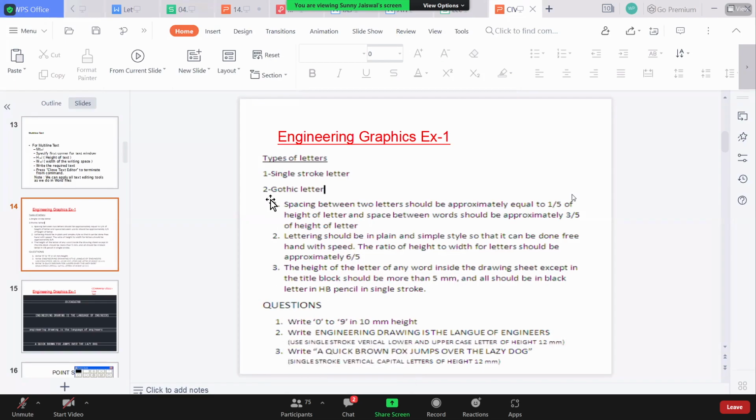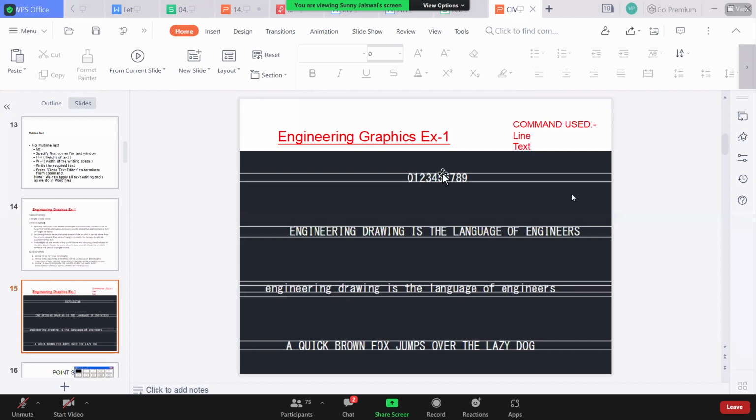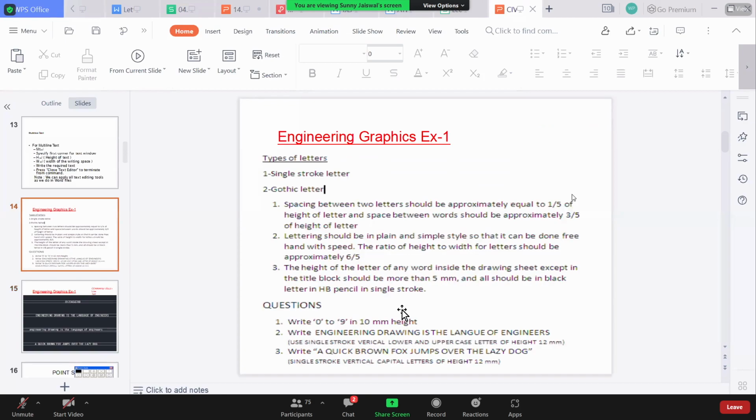So you can see this is today's exercise, lettering. There are a total of three questions. Write 0 to 9 in 10 height. Then write "engineering drawing is the language of engineers" in 12 height. Then write "a quick brown fox jumps over the lazy dog." So you can see like this. But you will not do it like this. There are some rules. I will tell you how to do this. So today we will complete this, but there are some rules I will tell you.